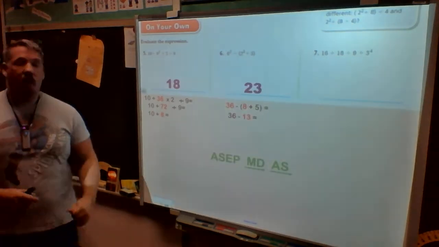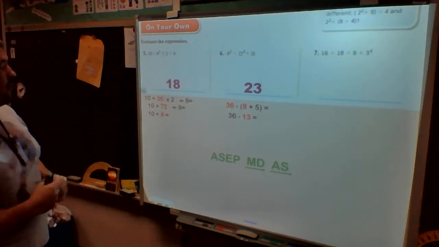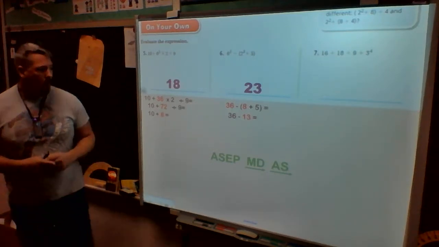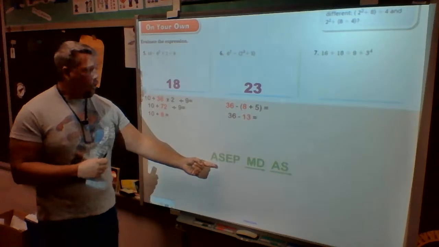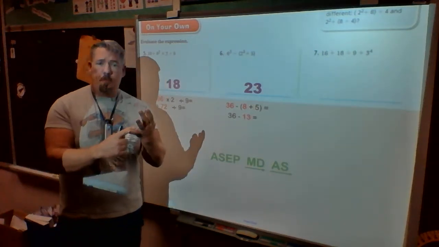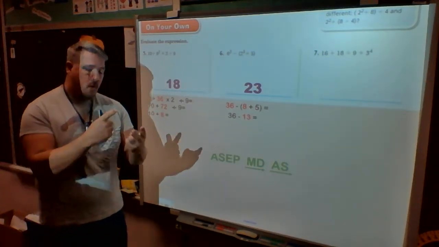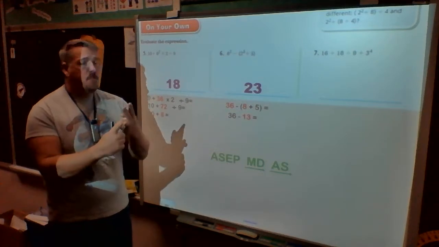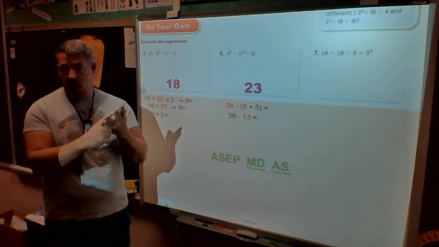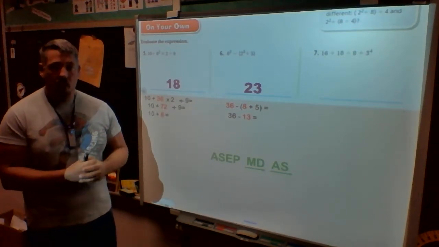For number 6, you should have gotten 23 as your answer. If you didn't, let's look at the work and figure out why. So my order of operations asks for several extra things. Absolute values, nope. Square roots, nope. Exponents, yes. Parentheses, yes. So I have to solve for both of those.